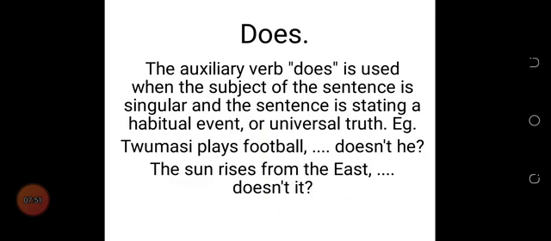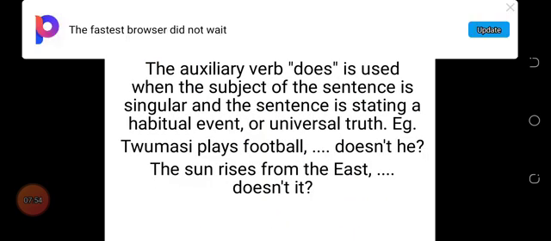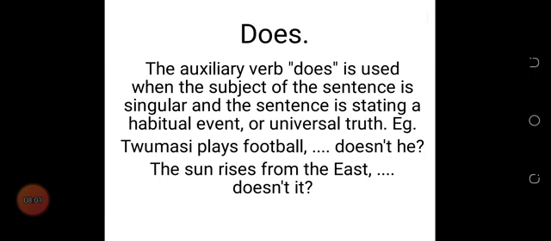Now where we have does, the auxiliary verb does. It means that does is used when the subject of the sentence is singular and the sentence is stating a habitual event or universal truth, okay. So where we have does, it means the subject of the sentence is singular and so stating a habitual event or universal truth.